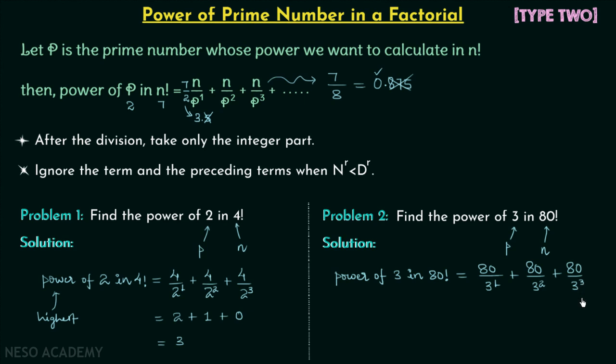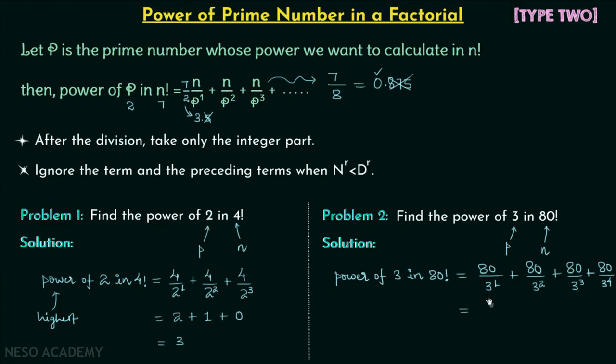3 power 3 is equal to 27. Still the numerator is larger. 80 divided by 3 power 4. 3 power 4 is equal to 81. 81 is larger than 80. Denominator is larger now. So we will stop here and we will perform the calculation.